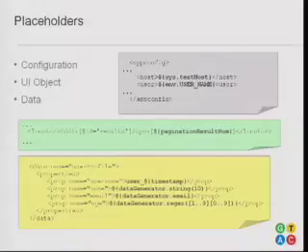So the last feature I'm going to talk about is placeholders. This is just a way of having more flexible configuration files. We can have placeholders both in the general application configuration files, as well as in our data maps or UI maps.